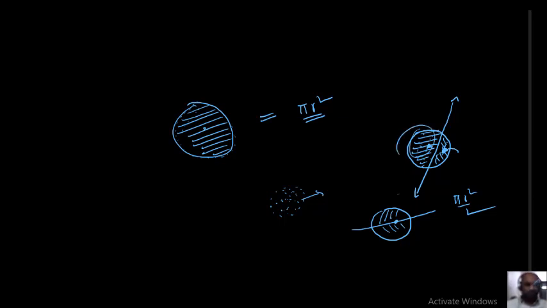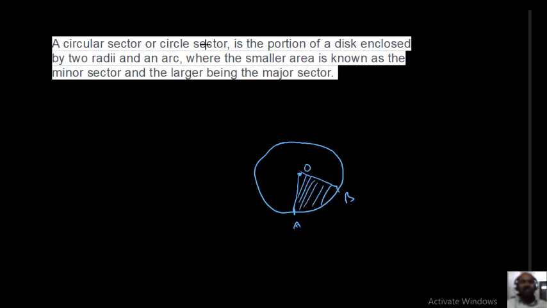For that, we should revise the definition of a sector. Now I want to define a sector of a circle. A circular sector is the portion of a disc enclosed by two radii and an arc. For example, this is the circle. To define a circular sector, you need to take an arc. For example, AB is an arc. The center of the circle O, and OA and OB should be joined. This is called a sector. A circular sector is the portion of the disc enclosed by two radii and an arc.